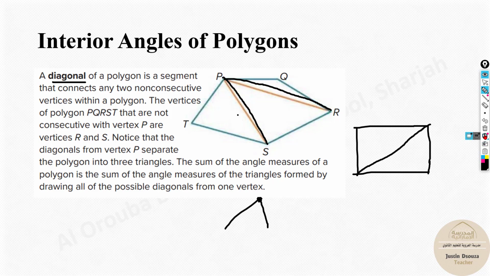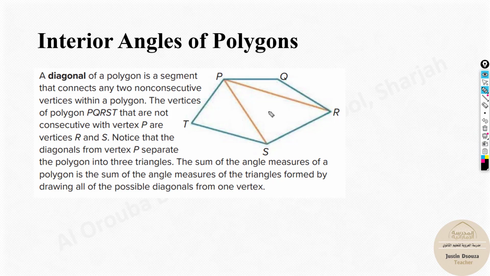Is this a diagonal? Now remember, if there are more than four sides, any number of sides, when it's a polygon, a line to the neighboring vertex, the adjacent vertex, is not a diagonal. If it's not to the next one, then it's always a diagonal. Now if I draw a line from P to T, this is not a diagonal, but if I draw P to S, it's a diagonal. P to R, it's a diagonal. Let's draw from Q. Now this would be a diagonal and this would be a diagonal. So Q to T and Q to S are diagonals.